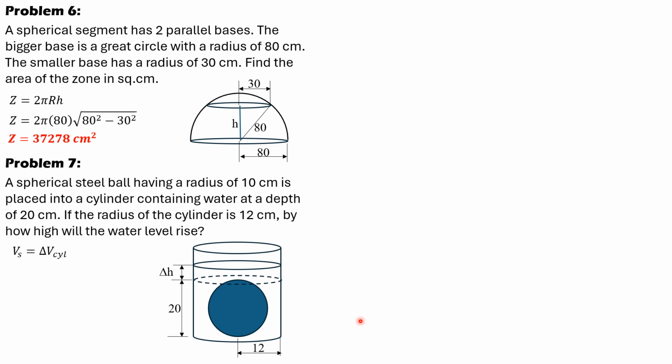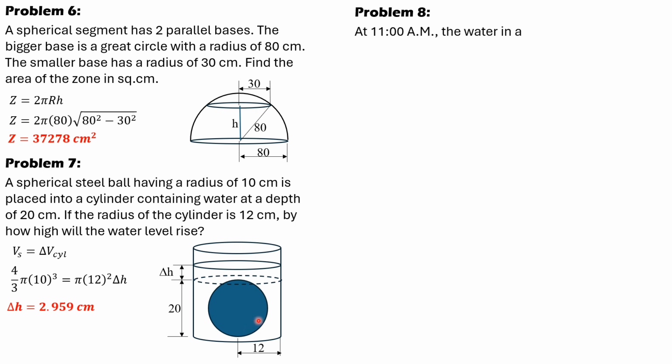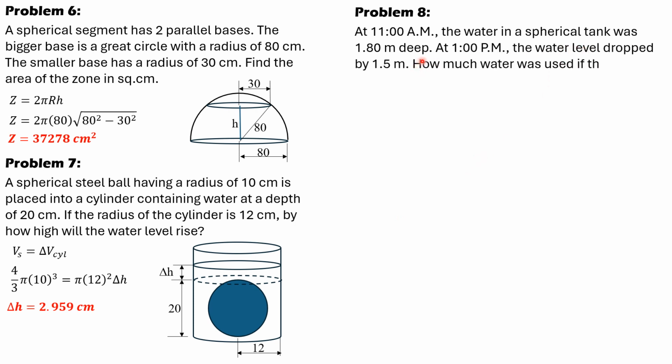And volume of sphere is 4/3 pi 10 cubed. Then volume of cylinder is pi 12 squared delta H. So solving for delta H using your calculator, cancel pi. Delta H is 2.959 centimeters. Problem 8. At 11 a.m., the water in a spherical tank was 1.8 meters deep. At 1 p.m., the water level dropped by 1.5 meters. How much water was used if the diameter of the tank is 4 meters?